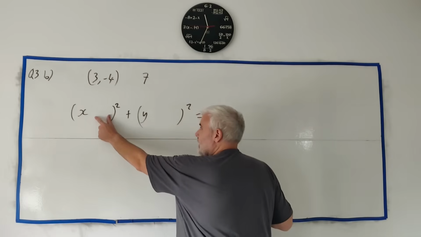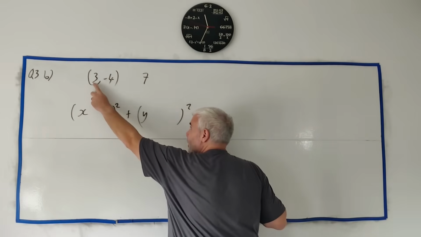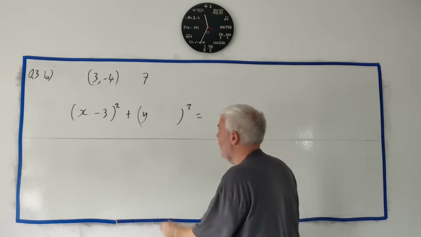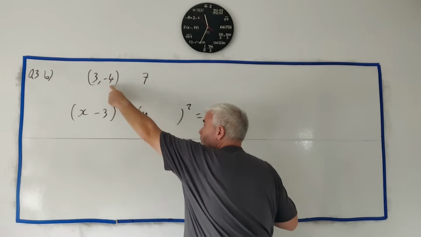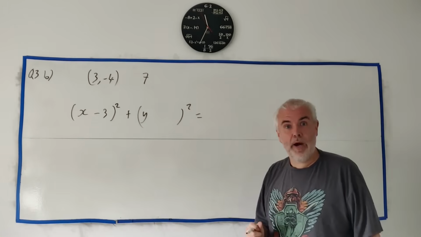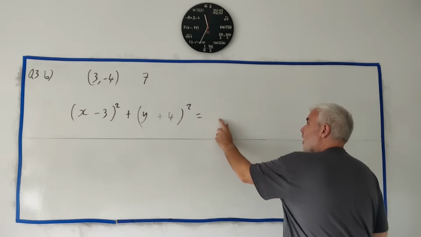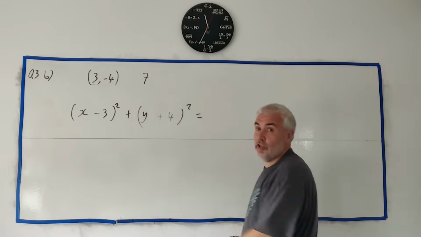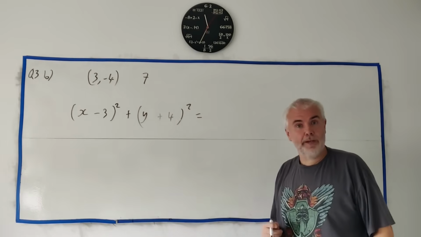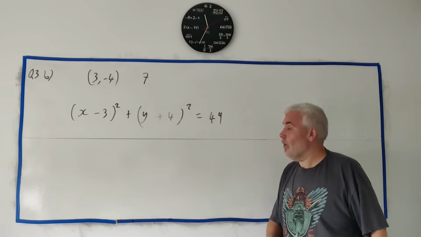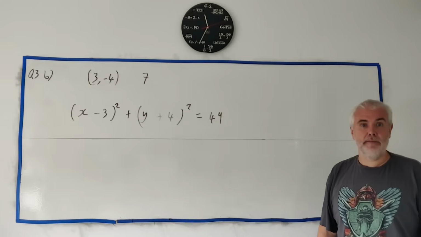This number here is simply the x number here, or minus this number. So it's just minus 3. The number here is just minus this number. Minus 4 is plus 4. And the number here is just this number squared. 7 multiplied by 7 is 49. Double check on your calculator if you're not that sure. That's the answer to part B.